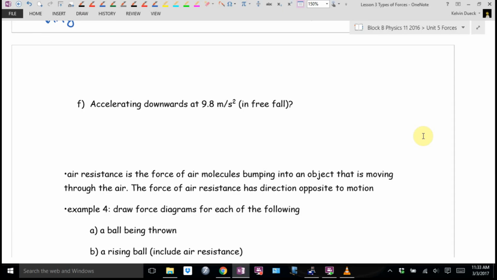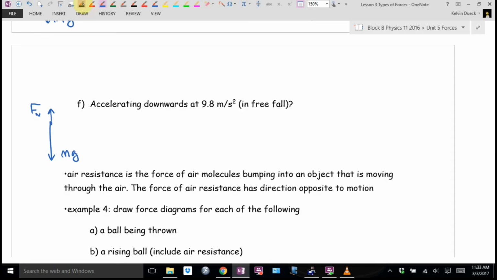What if you're accelerating downwards at 9.8 meters per second squared in free fall? If you stood on a scale, what would the scale read? Prove it. You ready? What are the forces acting on this person? Get the obvious one. Gravity. I'm not sure, Mr. Dewick. Maybe the scale reads something. I'll put a tiny normal force in there just in case to hedge my bets. But I know I'm accelerating down, so who's winning?